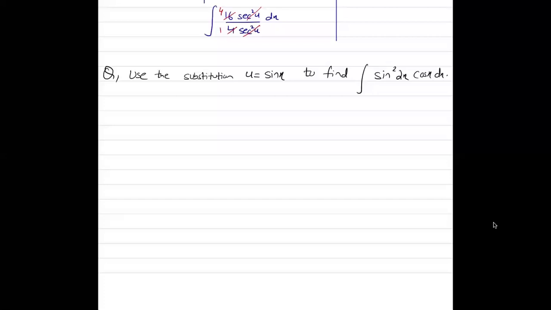So the question says use the substitution u equals sine x to find the integration of sine squared 2x cos x dx. Okay, so the first step what you can do is, if u is equal to sine x, then if I want to replace sine squared 2x, sine squared 2x means sine 2x the whole thing squared, and sine of 2x is simply 2 sine x cos x.